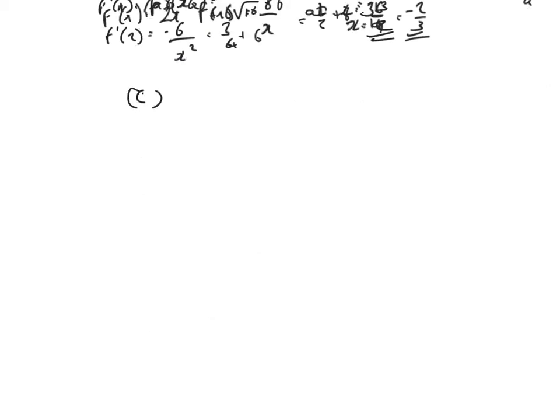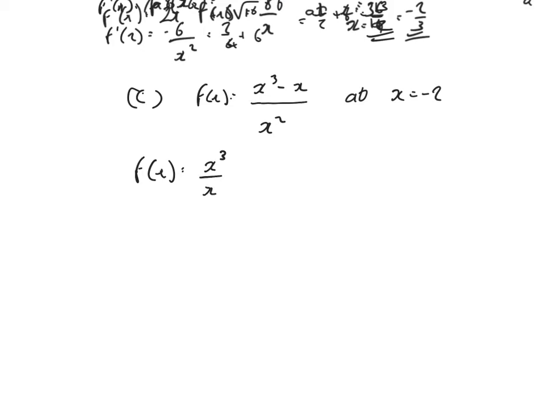Okay, example C, f of x equals x cubed minus x over x squared, and we're looking for the rate of change at x equals minus 2. First thing I need to do is split the thing up. X cubed over x minus x over x squared. Use my second rule of indices. When you divide, you subtract the powers.